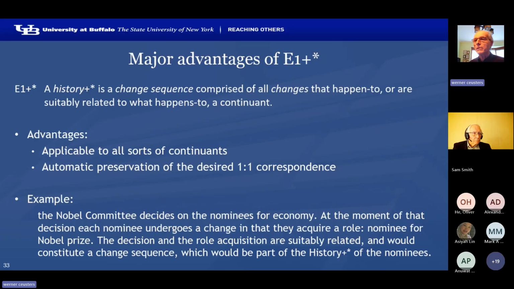What will be the major advantages of history plus star? Well, it is applicable to all sorts of continuants. And as you can see, when you study all the axioms together, there is an automatic preservation of the desired one-to-one correspondence. An example would be the Nobel Committee when it decides on the nominees, for instance, in economics. At the moment of that decision, each nominee undergoes a change in that they acquire a role, nominee for the Nobel Prize. Now the decision and the role acquisition are suitably related and would constitute a change sequence, and therefore that would be part of the history of the nominees.